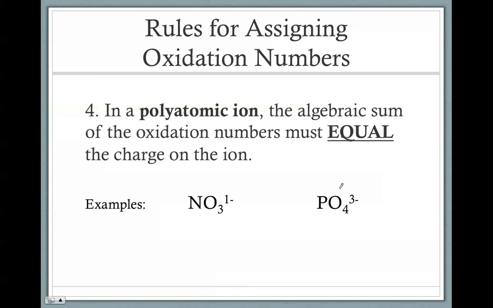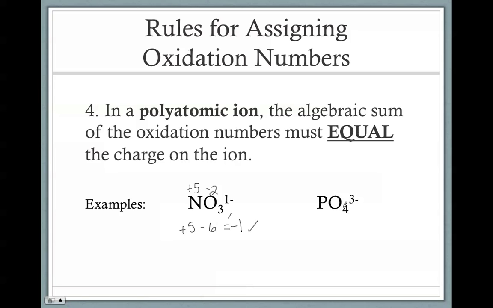In a polyatomic ion, which we mentioned before, the algebraic sum of the oxidation numbers must equal the charge of the ion. So instead of setting these equal to 0, I'm going to set them equal to -1. So I'm going to find that oxygen is -2, which means in this case that my nitrogen is going to be +5. And we'll talk about how to actually find that over the next couple of concepts. So if I look at this, I get a +5. I have 3 -2s, which means I have a total of -6. So I get my -1 charge.